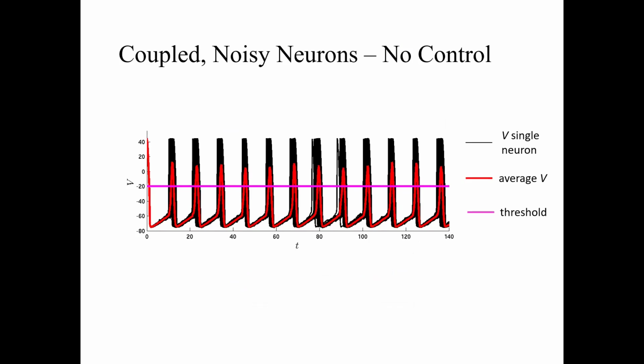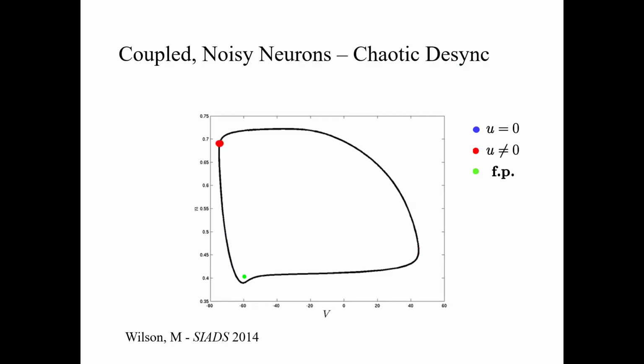The red line is the average voltage, and you see that they're going above threshold. So this would be a situation, very idealized, but this would be a situation where the Parkinson's patient is having the symptoms. Okay. Now, when we do the control, as I described, using this optimal chaotic desynchronization, this is what we get. When the dots are red, that means that the control is on.